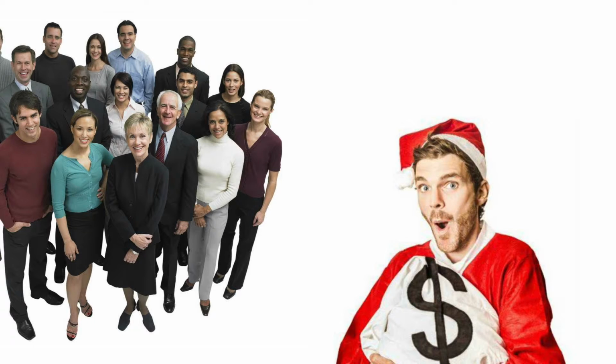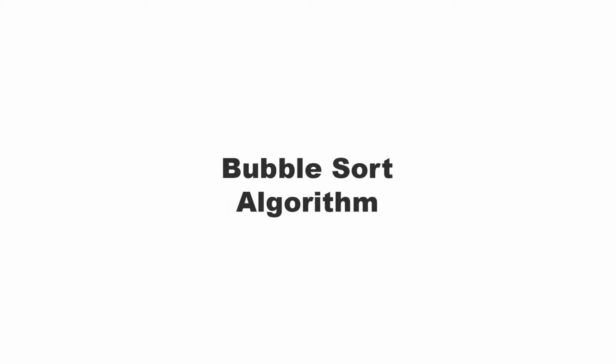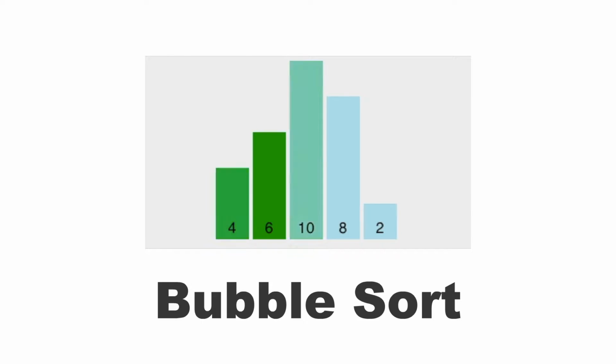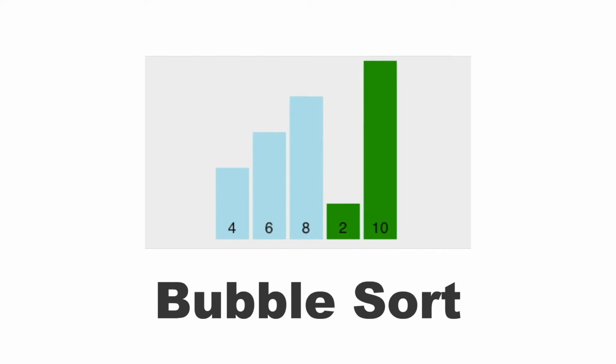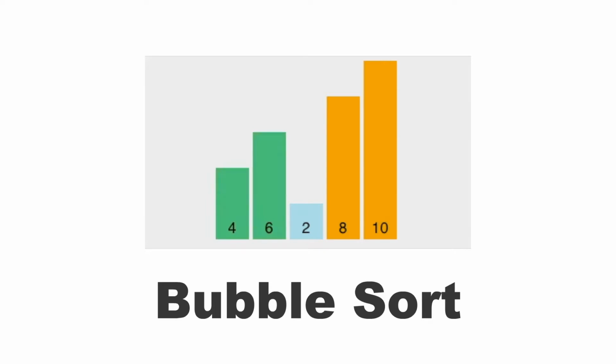As you probably might have guessed, a sorting algorithm is an algorithm that puts elements of a list in a certain order. This is an example of using a sorting algorithm called the bubble sort. In this algorithm, each pair of adjacent elements is compared and the elements are swapped if they're not in order.